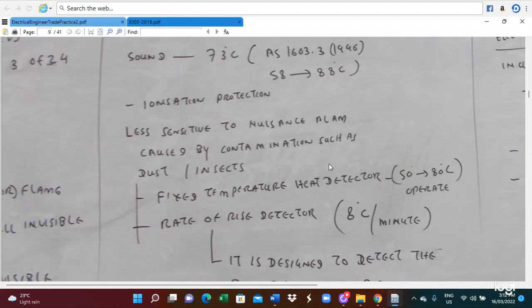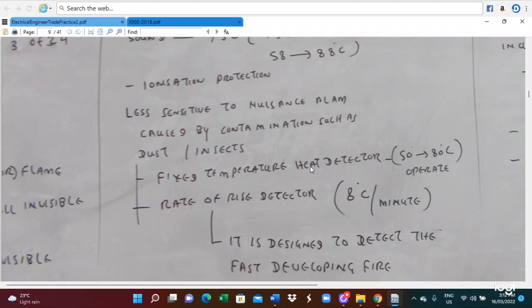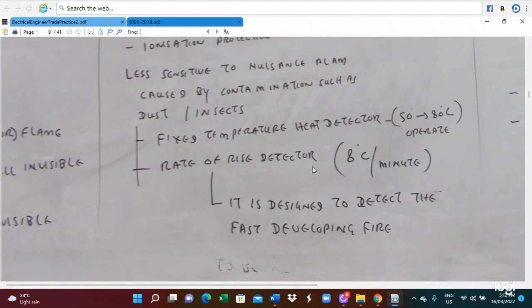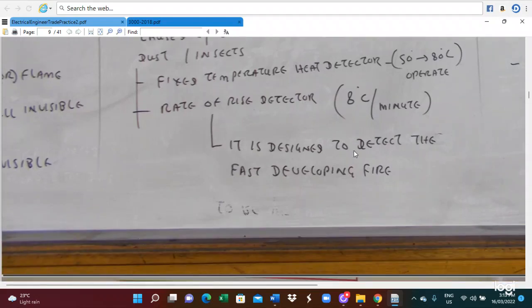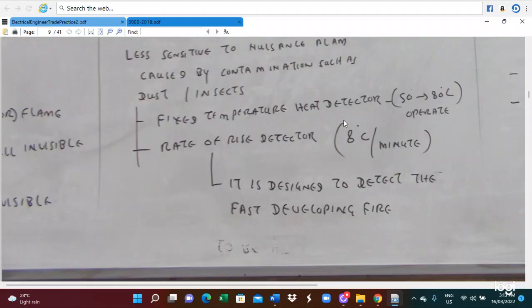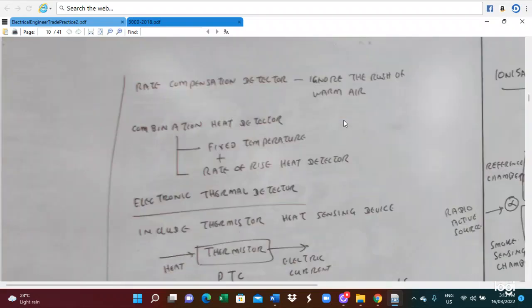Let's test for the nuisance alarm caused by contamination such as dust and insects. Sometimes the smoke alarm can malfunction because of any contamination, or an insect can cause nuisance tripping. So without fire, the smoke alarm can operate like this. In this case, our fixed operating temperature heat detector operates at 50 to 80 degrees centigrade. The rate of rise detector operates when the temperature rises 8 degrees centigrade per minute. It is designed to detect fast-growing fire. So this is the operating principle of the smoke alarm.